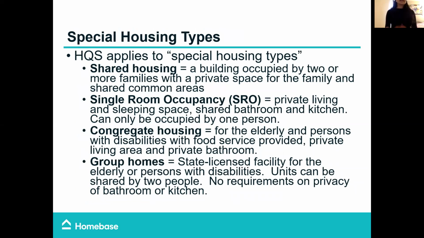So we've been focusing on private units, but HQS also applies to special housing types, and we'll cover some of the special requirements for the first two on this list. So shared housing, which is a building occupied by 2 or more families with a private space for the family and shared common areas, and SROs, single room occupancy, which is private living and sleeping space with a shared bathroom and kitchen, and this can only be occupied by 1 person. Next slide, please.